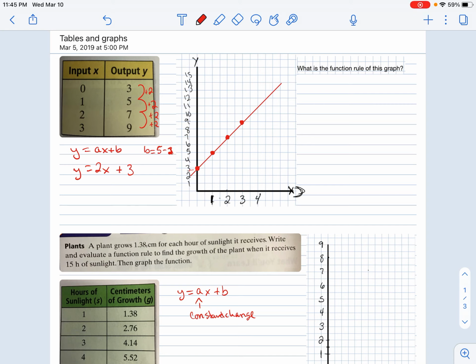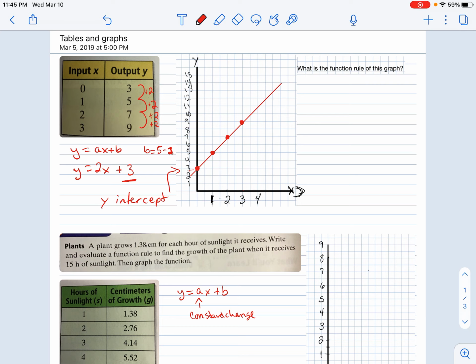So we have our function rule. We have our graph. The other way you could have done it is your b value right here. That is going to tell you where your y-intercept is. And your y-intercept is simply where the line is going to cross the y-axis. So if you notice right here, it crosses the y-axis at 3.